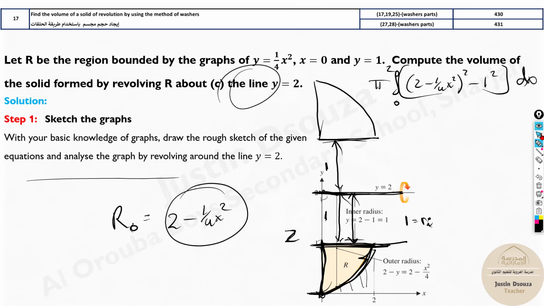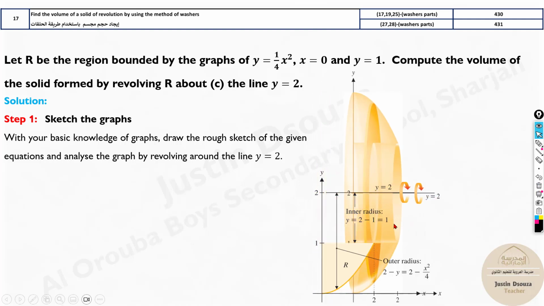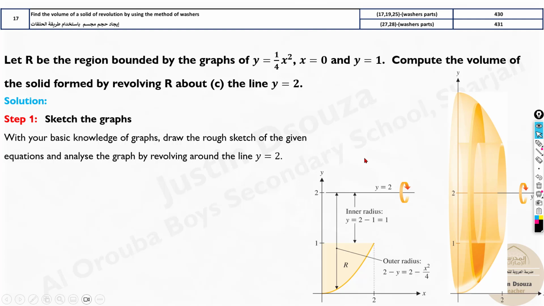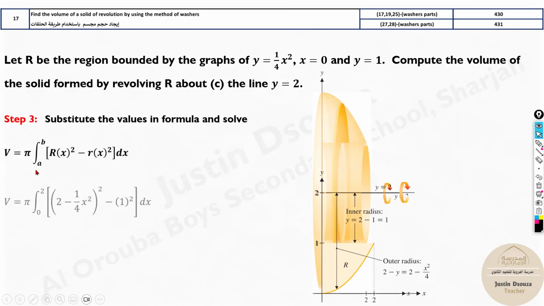And what will be the answer? We will do it in the calculator. I've just typed this equation in the calculator. You can see it's pi, limit 0 to 2, 2 minus 1/4 x squared, the whole square, minus 1 square dx. And when you press equal to, the answer is over here. So let's look into this problem. Here you can see this is what happens after it revolves. This is the hollow space formed. And over here, this is the outer radius, inner radius, and limits are again 0 to 2. And you solve it up. And yes, 56 by 15 pi is what we got. It's 11.73 unit cube.